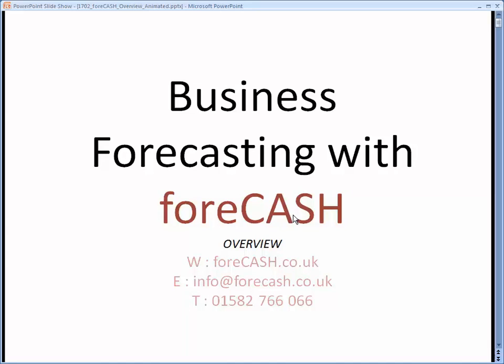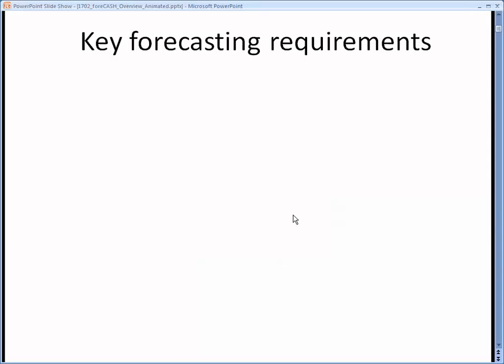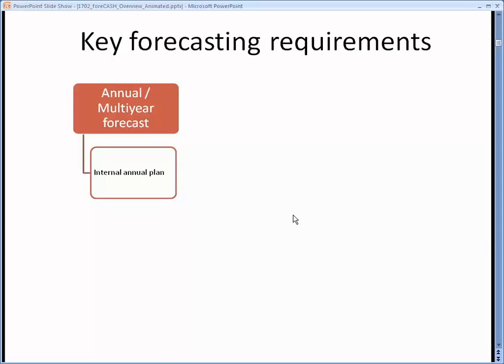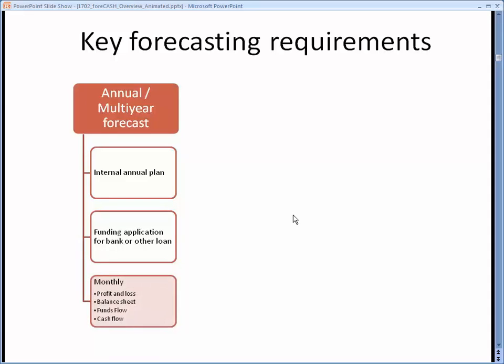This video gives an overview of business forecasting and planning using foreCASH software. There are two key strands to business forecasting. Annual or multi-year forecasting, typically used for producing an internal annual plan or to support a funding application for a bank or other loan. Here you need to generate monthly reports showing profit and loss, balance sheet, funds flow and cash flow. The second strand is 13-week or other short-term cash flow forecasting.